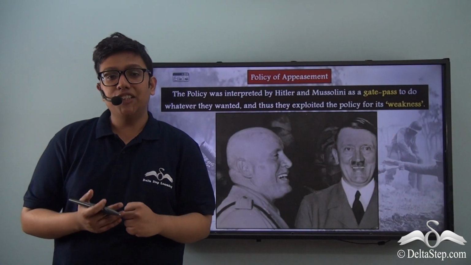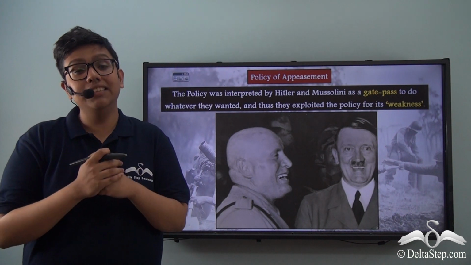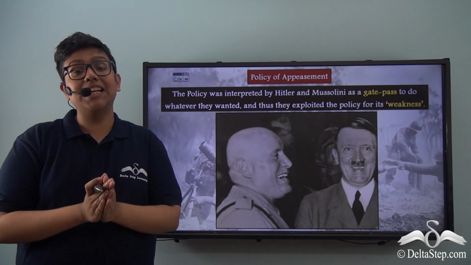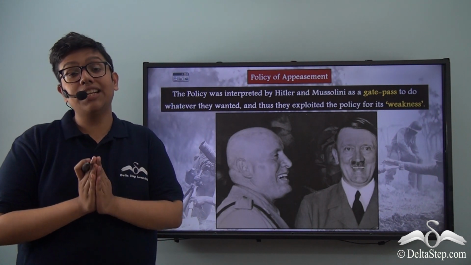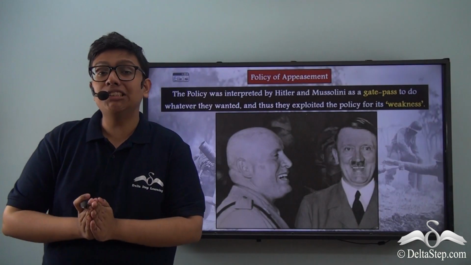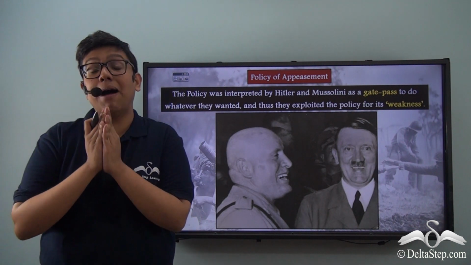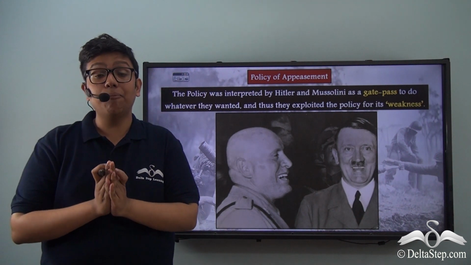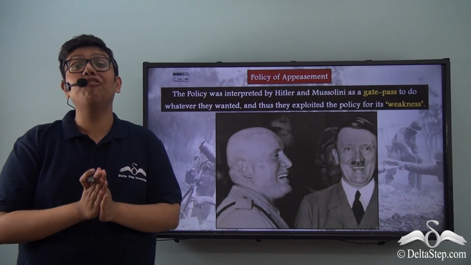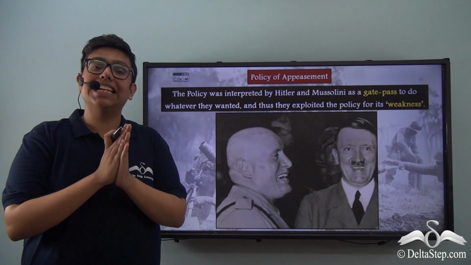The policy of appeasement happens to be one of the first few instances where major nations like Britain and France actually tried to appease other nations instead of declaring war on them. But this policy of appeasement was interpreted in a different manner by the Axis powers. You see, the Axis powers interpreted the policy of appeasement as a policy of weakness exhibited by the Allied nations.